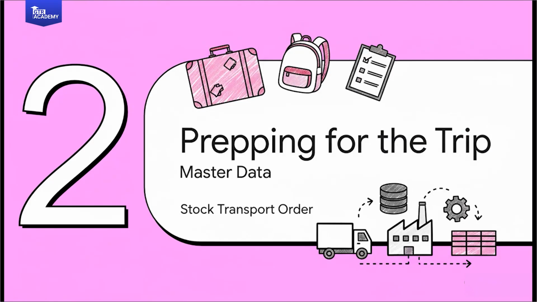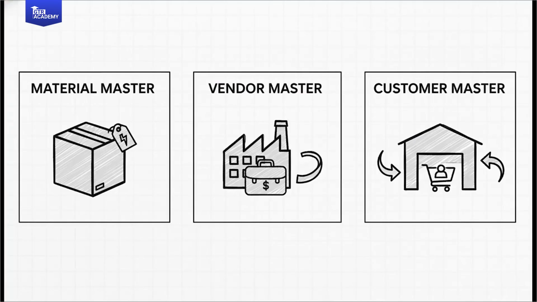Okay, our infrastructure is built. Now it's time to get ready for the actual trip. We need to define who and what is traveling. In the world of SAP, this is all about master data. All right, there are three key records we absolutely need. First, you've got the material master. That's the what, the actual product we're shipping. And it has to be set up in both the sending and receiving locations.